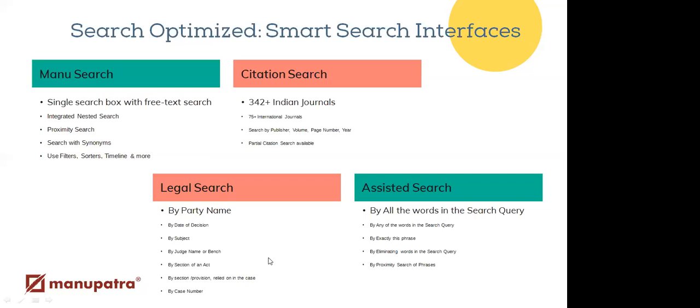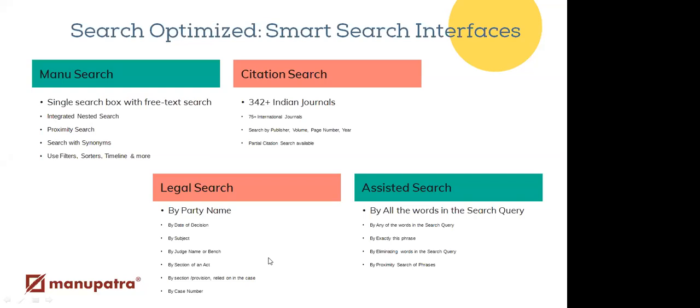Suppose you want judgments on homosexuality that include live-in relationships or a child. Just type these three words. You can search any of the words in the search query and you'll get it. If you want an exact phrase, you want conjugal rights, you can search that. If you want to eliminate words in a search query, you have a search query, but you don't want judgments regarding a particular element of that. Suppose you want to run a search query on divorce, but you don't want where a child is involved, or if you don't want whether a live-in relationship was involved, you can exclude those terms.